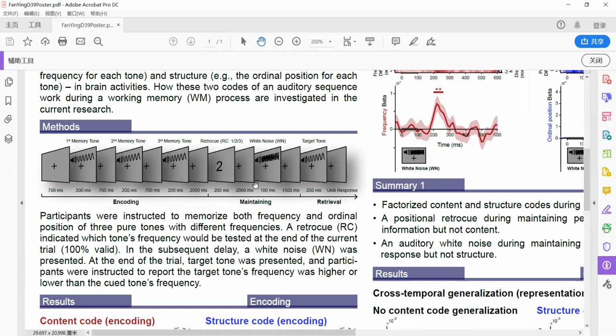Then, in the subsequent delay, a white noise would be presented, aiming to perturb their hidden network and reveal their content information during the maintaining period. Lastly, a target tone would be presented, and participants were required to judge whether the target tone's frequency was higher or lower compared to the cue tone's frequency. The brain activities were recorded using EEG while the participants performed the task.